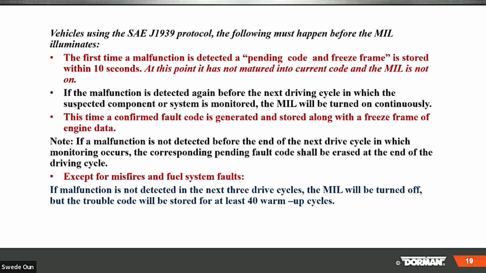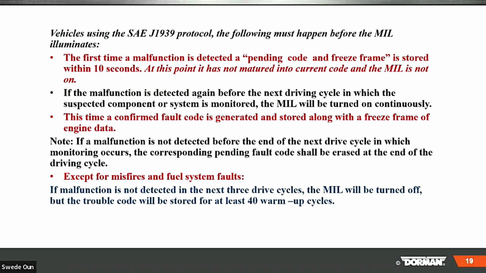If a malfunction is not detected before the end of the next drive cycle in which monitoring occurs, the corresponding pending fault code shall be erased at the end of the driving cycle. So that's good information, guys. If it hasn't matured, you know what? If you can get in there and look at that kind of stuff, it gives you kind of a historical snapshot. Oh, there was a problem, but it didn't go to the next step. Or maybe I caught it while it was a pending code and my fix didn't allow it to go that far, and it just goes on again, except for misfires and fuel system faults.